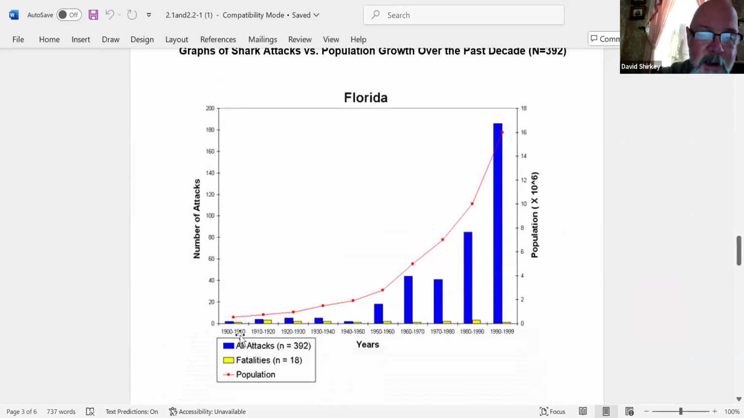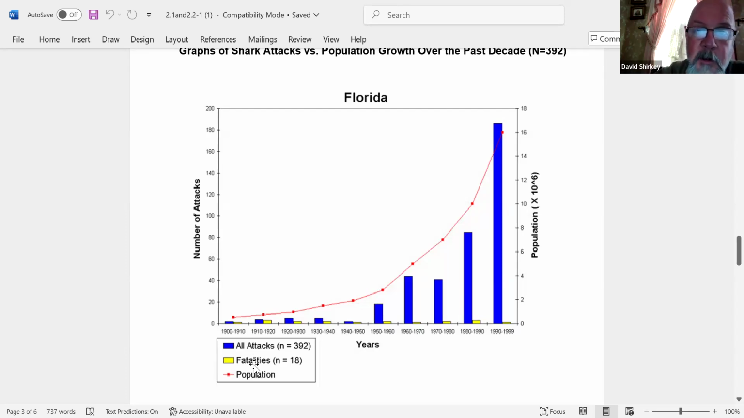So this started in 1910, or 1900 to 1910. That's when they first started collecting data about the shark attacks. And so then you can see 1910 to 1920, all the way up to 1990 to 1999 was as far as this went. All of the attacks are in blue and the fatalities are in yellow.